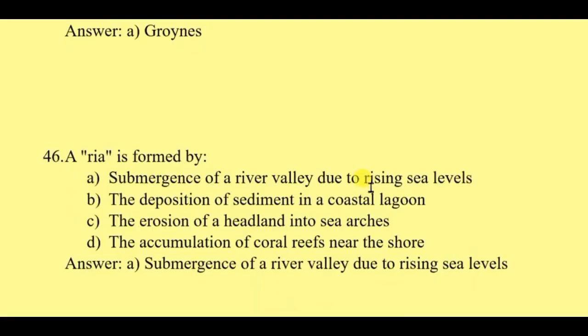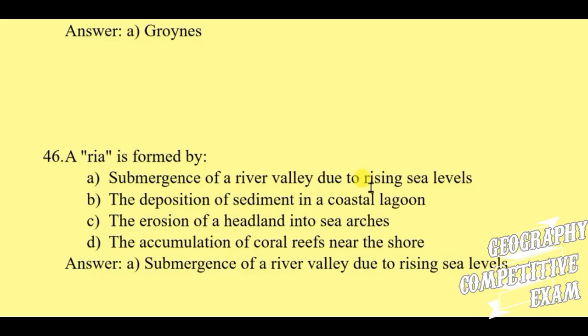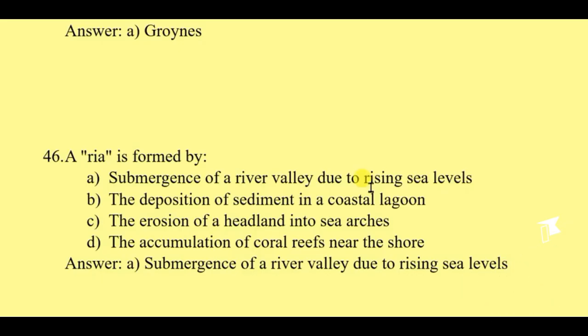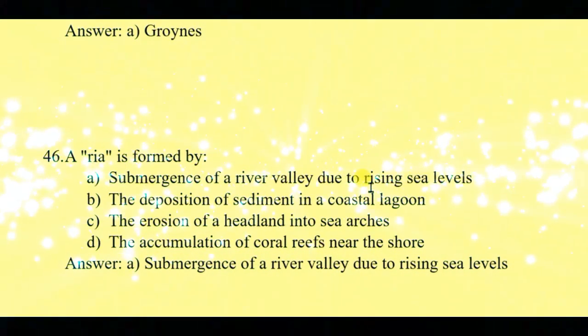Question 46. A ria is formed by submergence of a river valley due to rising sea levels, the deposition of sediment in a coastal lagoon, the erosion of a headland into sea arches, the accumulation of coral reefs near the shore. Here the correct answer will be submergence of a river valley due to rising sea levels.